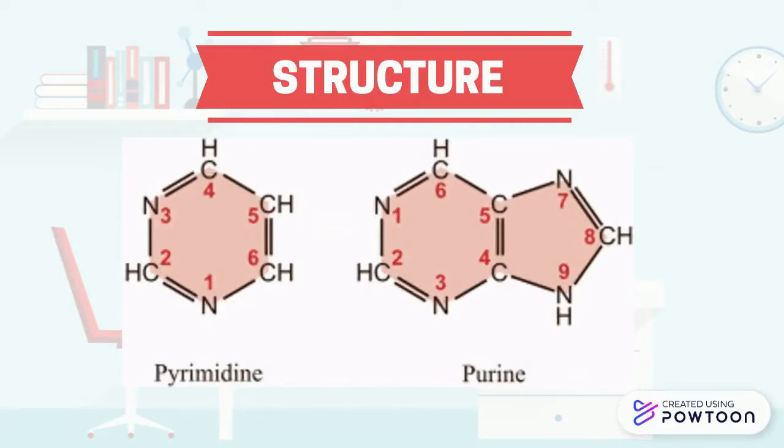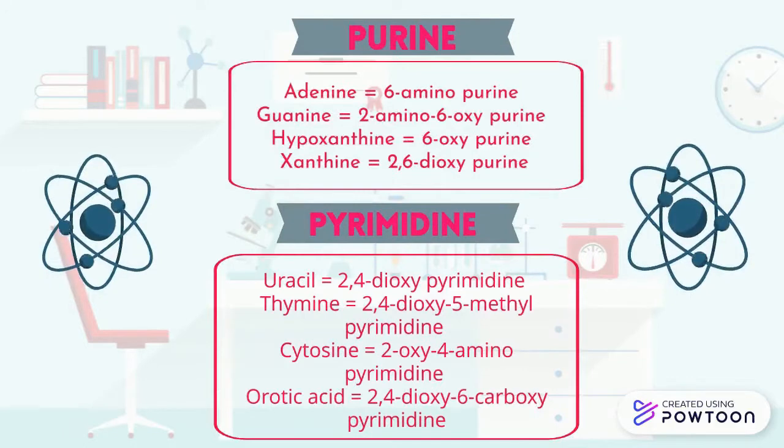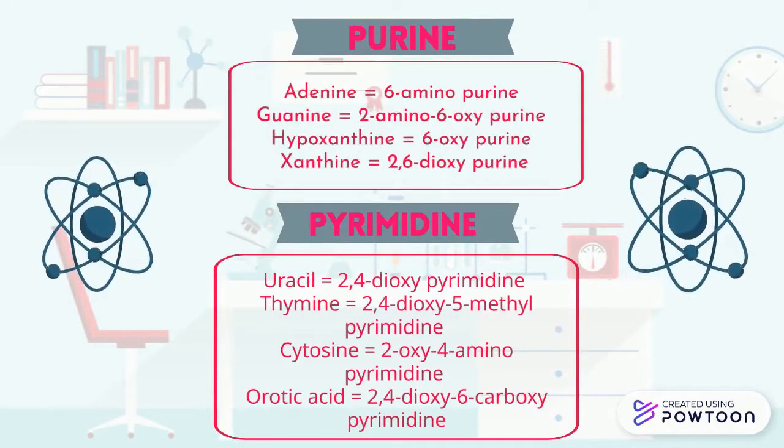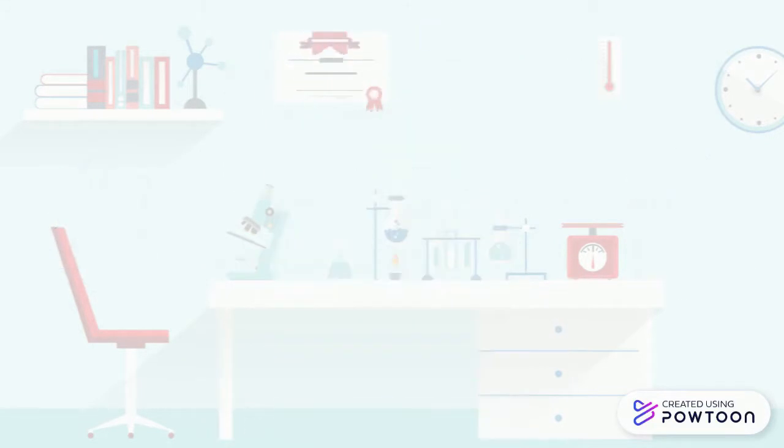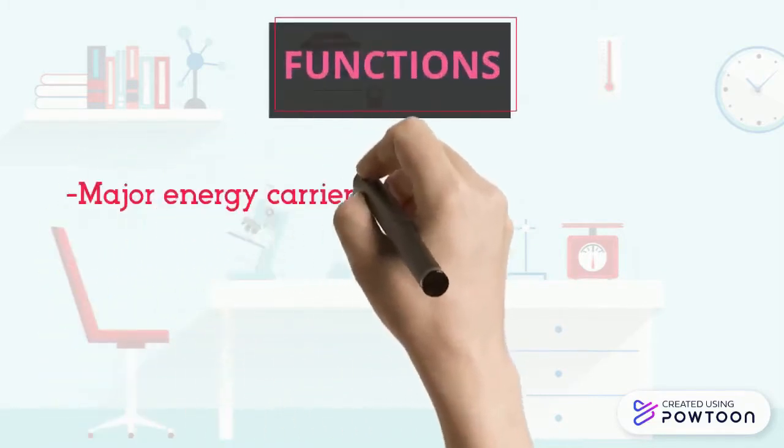And then we continue to the family members that can usually be found in purines and pyrimidines. Those are the family members. And then finally, we are going to talk about the function.